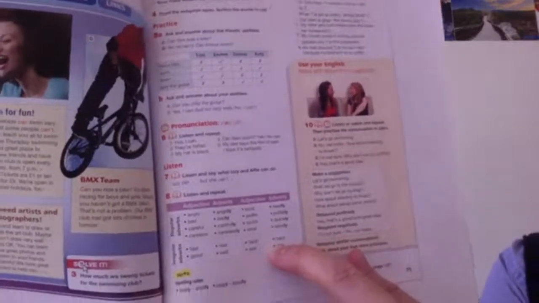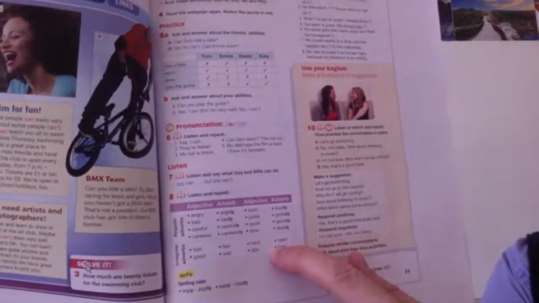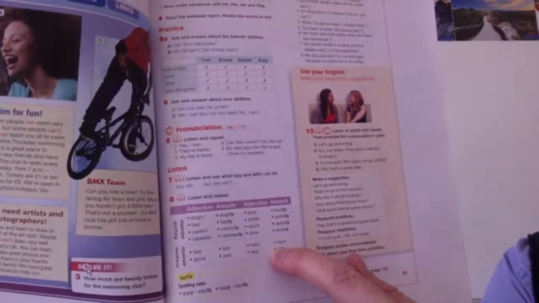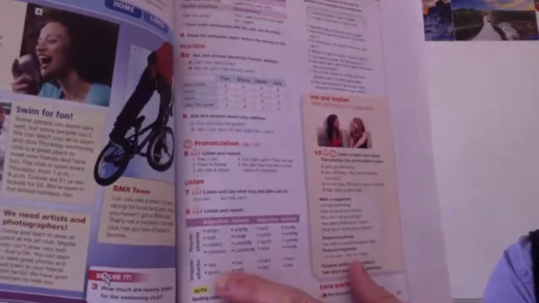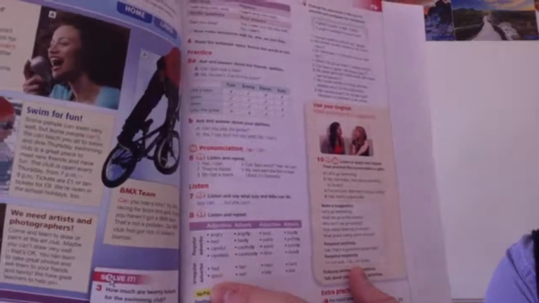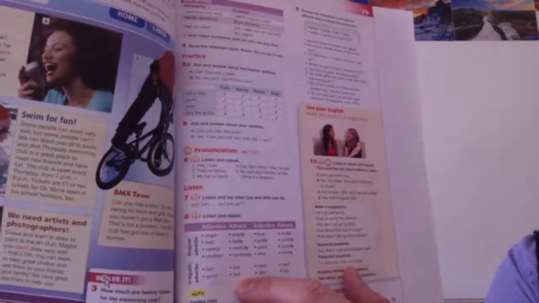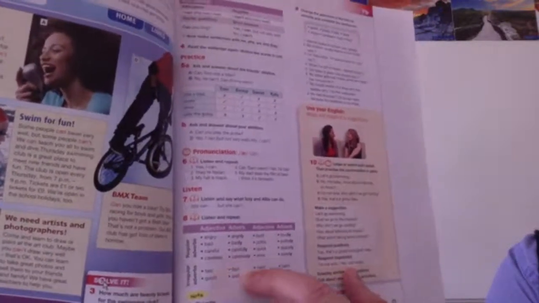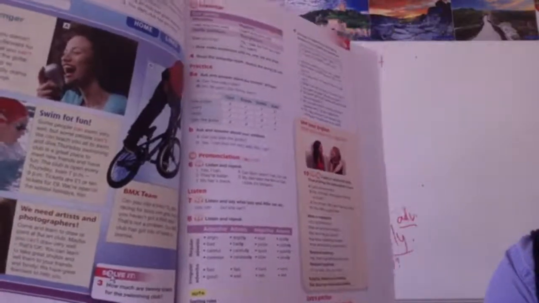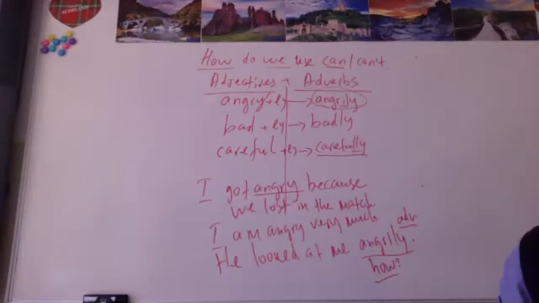So those words have to be remembered: they do not change, or they change in an irregular way, like good, well, and fast, fast, no change, hard, hard, late, late. That's all. Okay, good. I will go now to the next one.